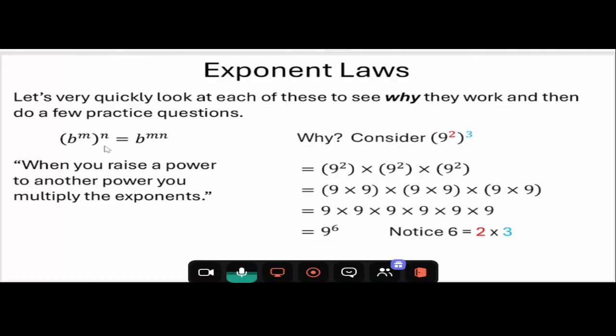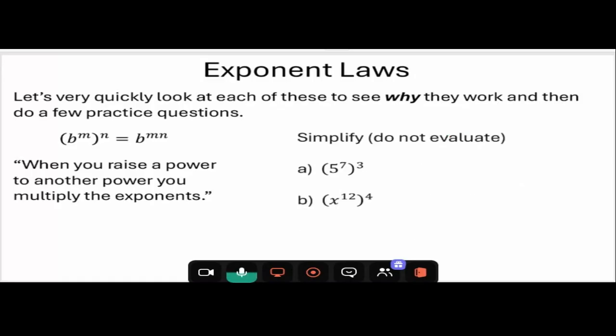So when we raise a power to another power, and here again, this is just a justification. You don't need to reproduce this argument we made right here. We're just showing why these things do what they do. So when you raise a power to another power, then you multiply the exponents. So here's a couple to try. Maybe I will give you a minute this time. So 5 to the 7 to the power of 3. So we raise a power to another power. 7 times 3. So it's 5 to the power of 21.